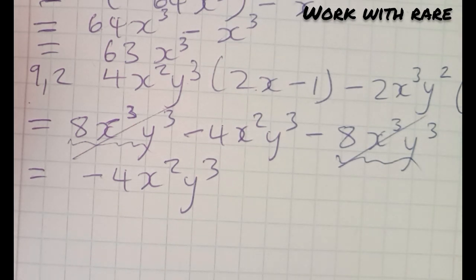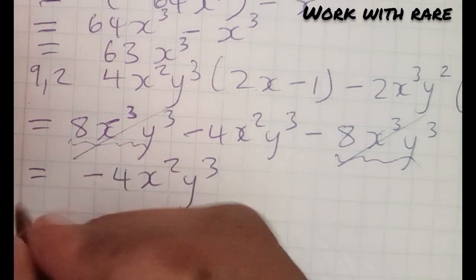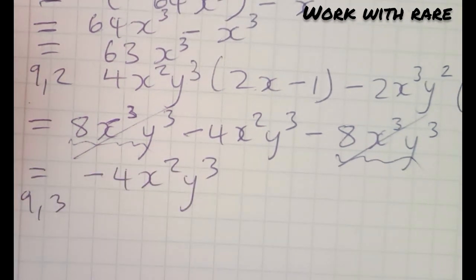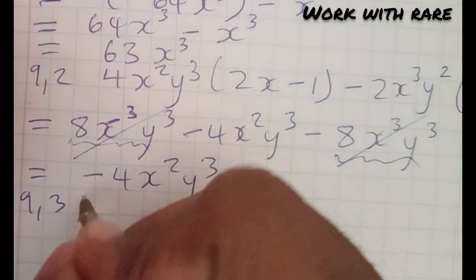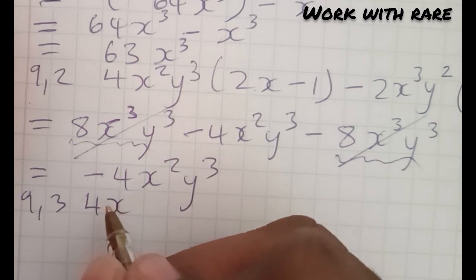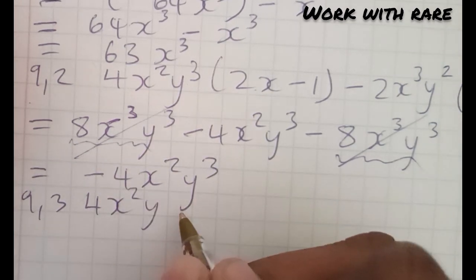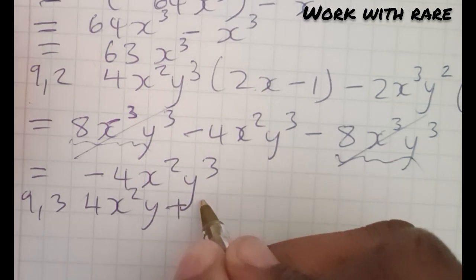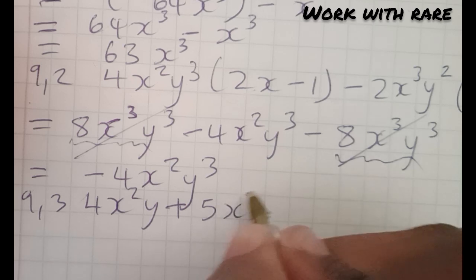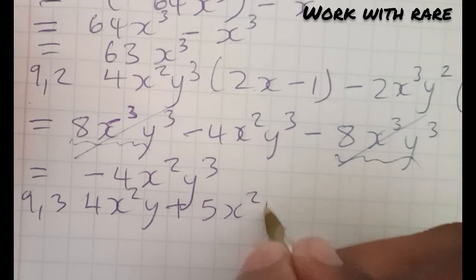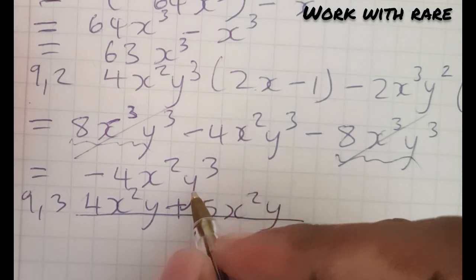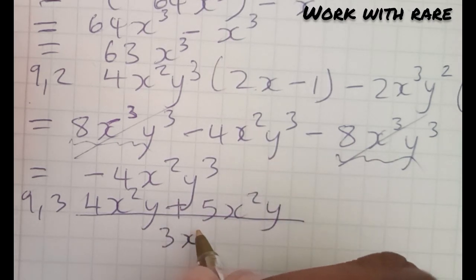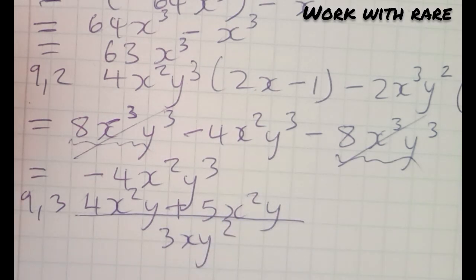Okay, so let's do 9.3. It says we are given a fraction: 4x to the exponent 2y plus 5x squared y, all over 3x y squared. Remember, here it's the numerator, here it's the denominator.